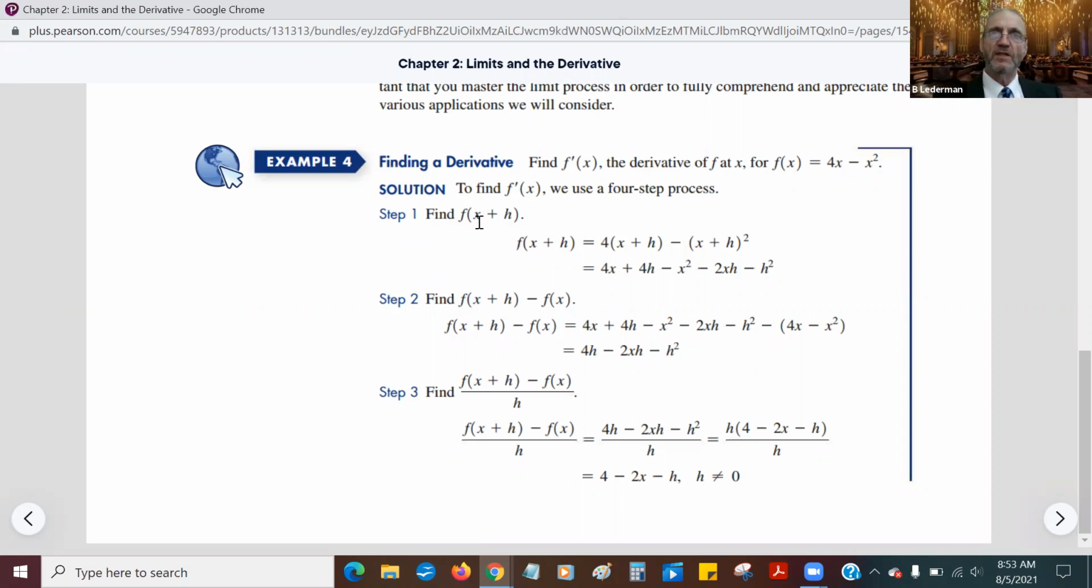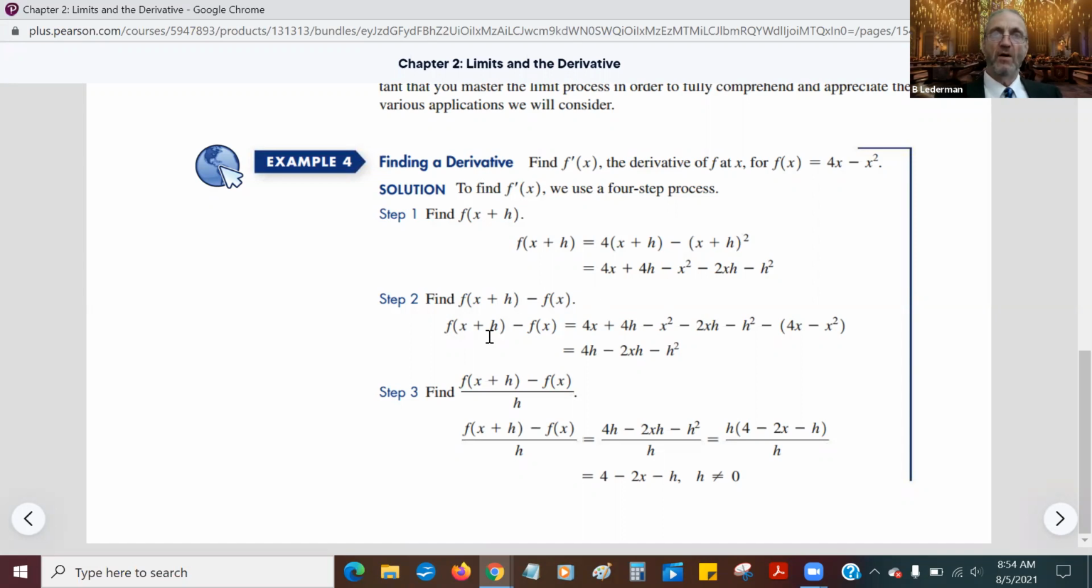So we want to find f of x plus h. We're going to need that first because ultimately we want f of x plus h minus f of x. I take x plus h and plug it into the x's over here. Whenever I see an x, that x becomes an x plus h. So it's 4 times x plus h minus x plus h squared. That's going to be 4x plus 4h minus x squared minus 2xh minus h squared. That's f of x plus h.